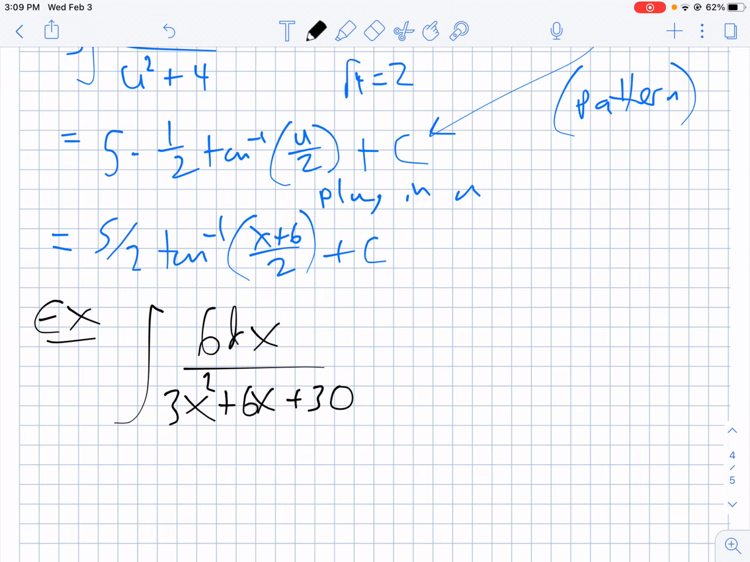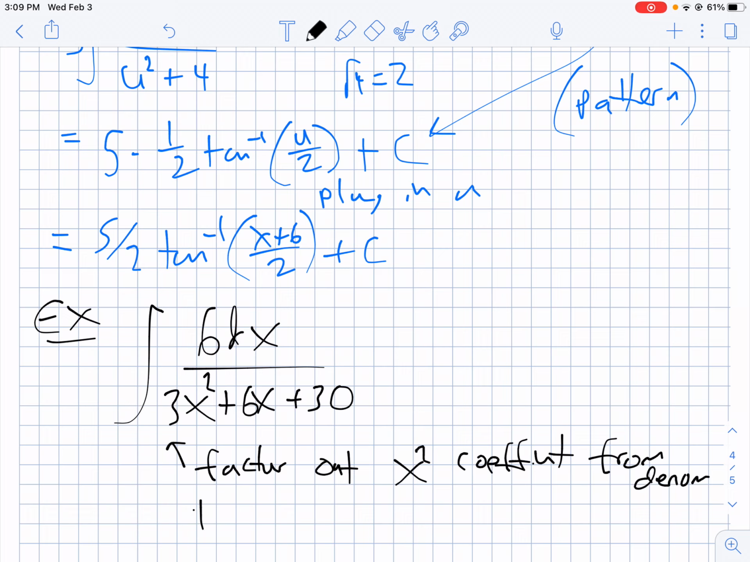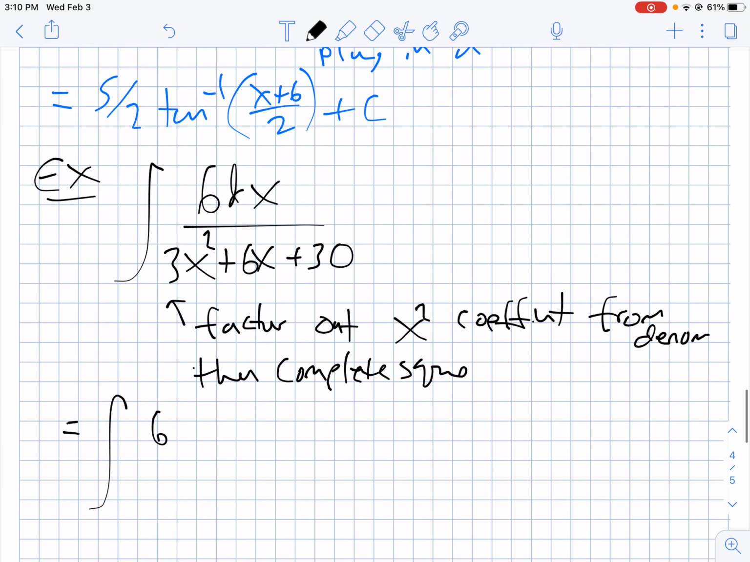Now you might think your goose is cooked because of the 3x squared, but it's not. So what I'm going to tell you on this guy is to factor out the x squared coefficient from the denominator. And then once we've done that, we'll be able to complete the square. So I'll factor out the 3 on the bottom. So this becomes the integral of 6 dx. I'll factor out a 3. I'm left with x squared plus 2x plus 10.